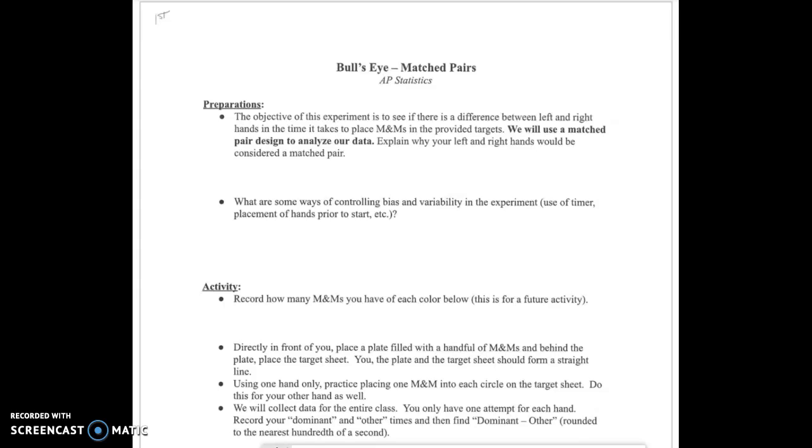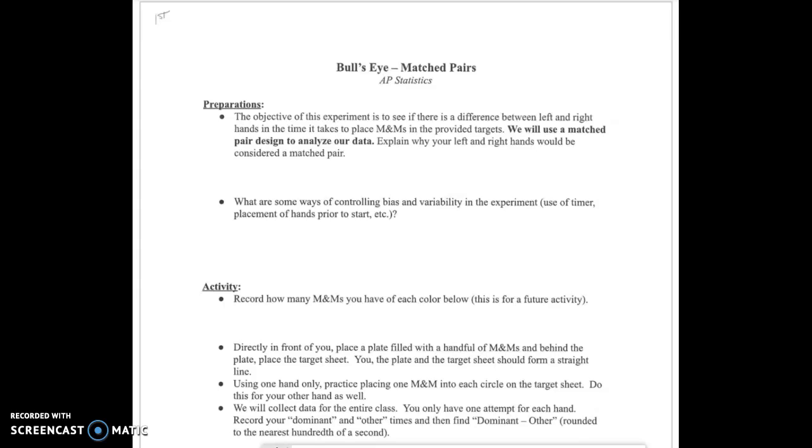Okay, this video is going to explain matched pairs, which is a concept that is easily confused with two sample, but is run just like a one sample procedure. So you should have a similar document to this with this bullseye activity. At the top, it says preparations. The objective is to see if there is a difference between left and right hands. Since we would take two measurements on one person and check to see if there was a difference, that's what allows us to use a matched pairs design.